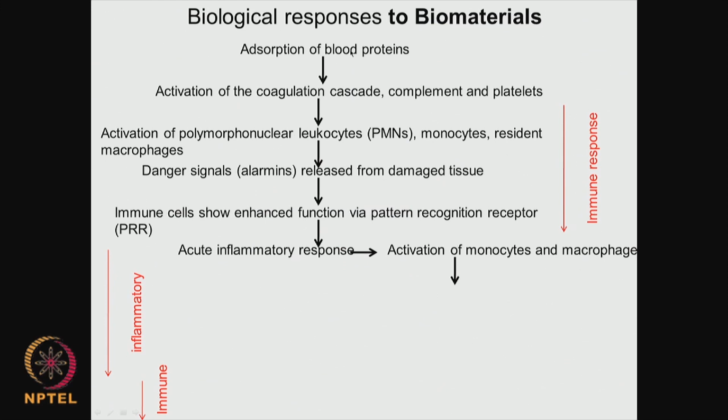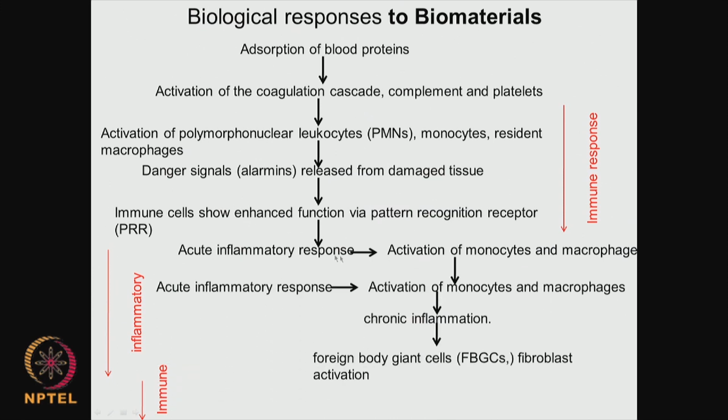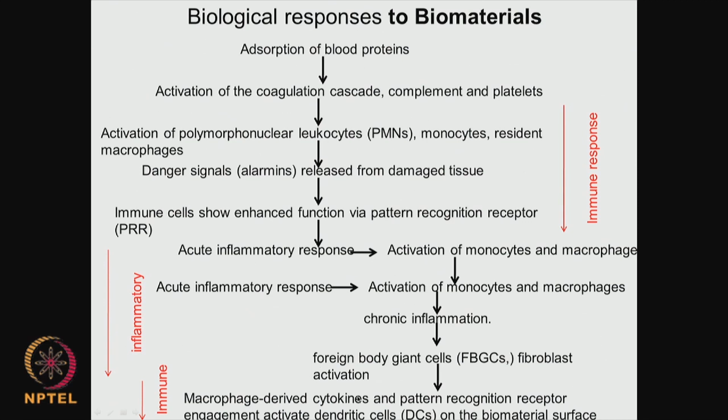Activation of coagulation, activation of complement, activation of platelets, then it is activating the polymorphonuclear leukocytes and macrophages, which are involved in the engulfing or the encapsulation of the biomaterial, then signals are produced, and then all these immune cells show enhanced activity. Then comes the inflammatory phase. You are going to have acute inflammatory response, activation of monocytes and macrophages, then chronic inflammation happens after the acute, and then you are getting foreign body giant cells, fibroblast activation, and finally macrophage derived cytokines and pattern recognition receptor engagement activate dendritic cells. All these start accumulating on the biomaterial. So, again immune response takes place.